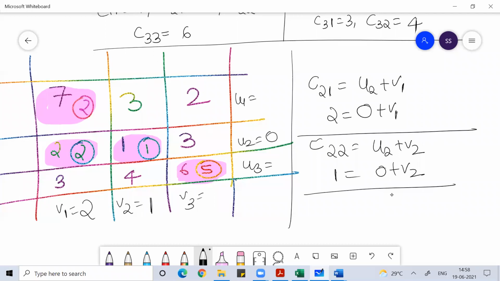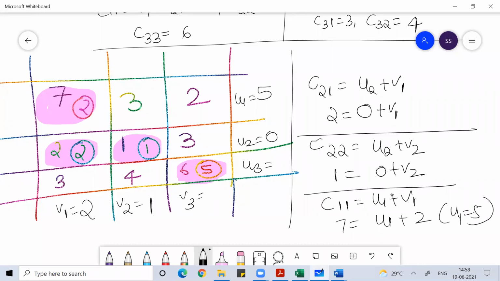Then I can find the value of U1. If I focus on C11, that is U1 plus V1. C11 is 7, U1 I don't know, V1 was 2. So I found the value of U1 to be 5.